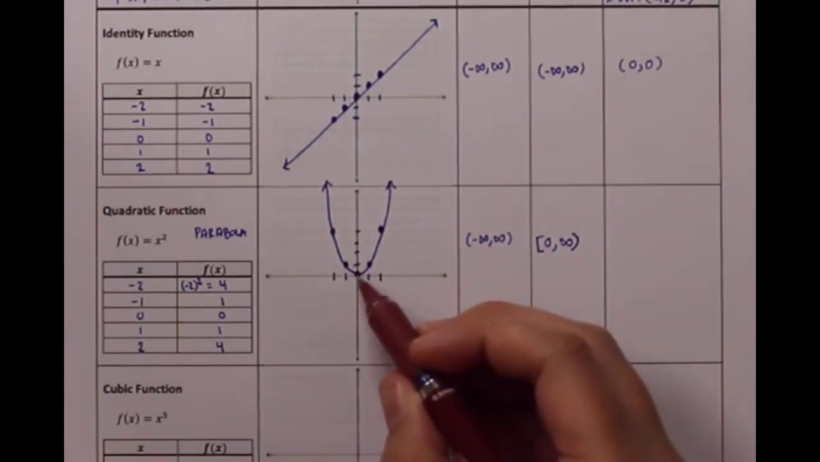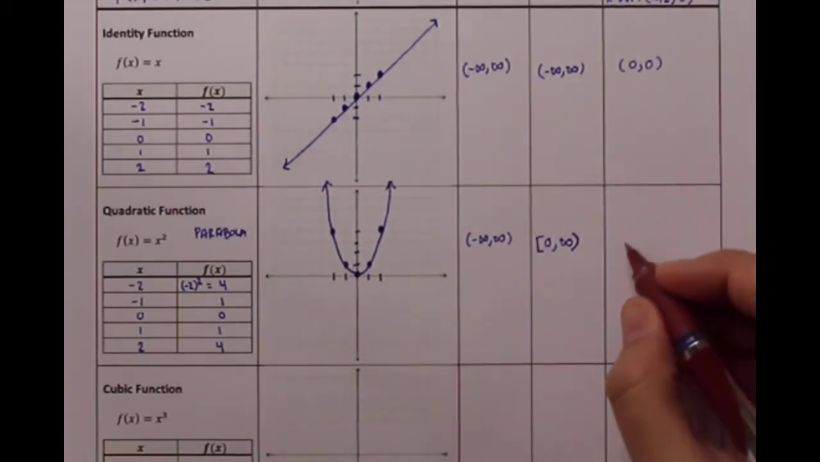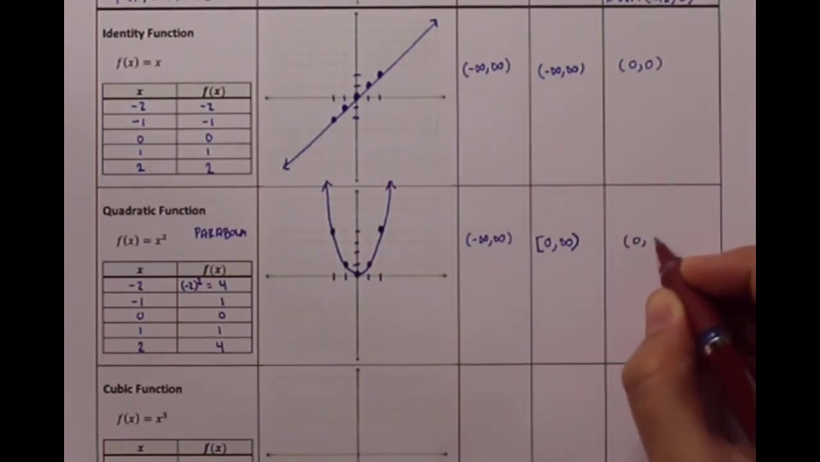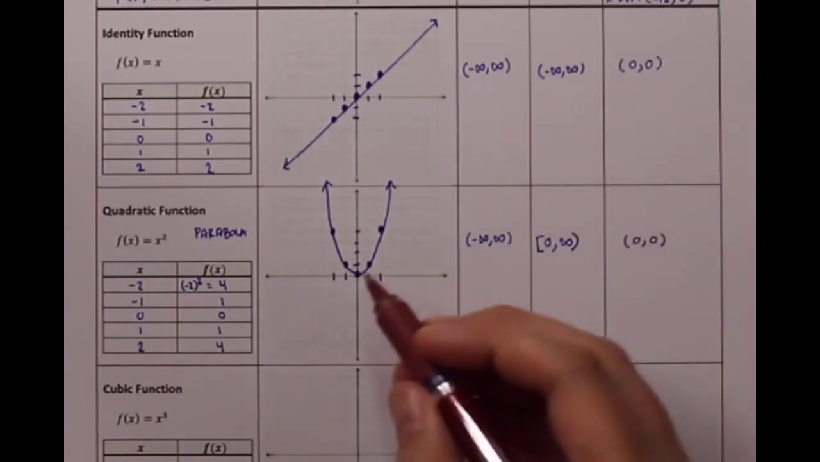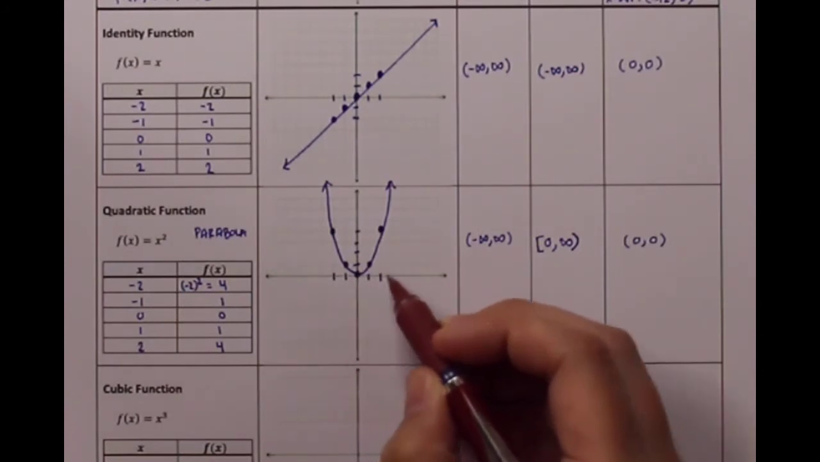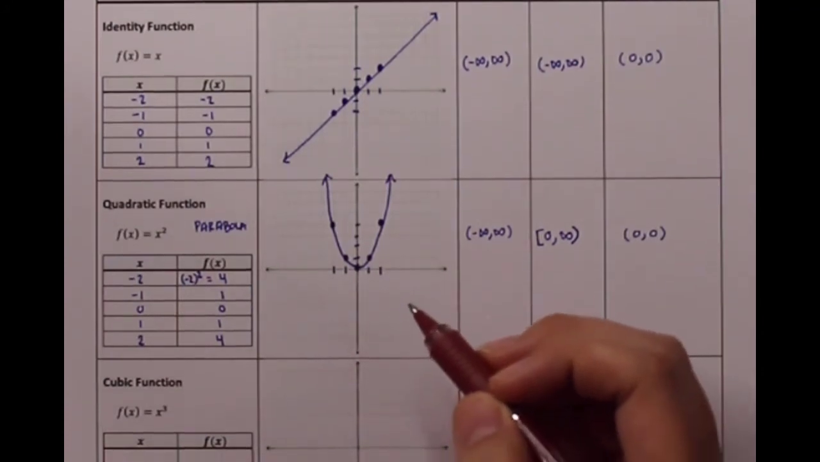And then on this one, the intercepts are the same as the last example. Both the x and the y intercept is 0, 0. We touch the y-axis and the x-axis at the same point, 0, 0.